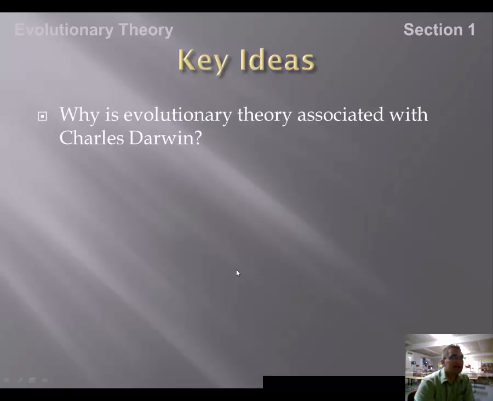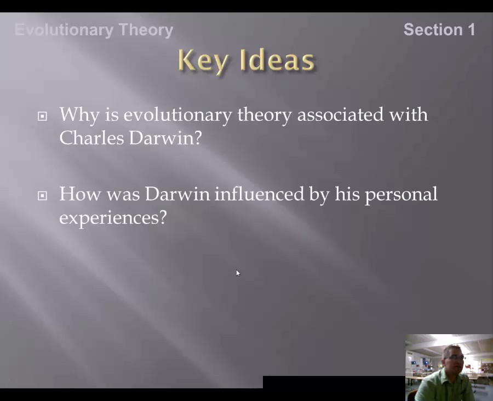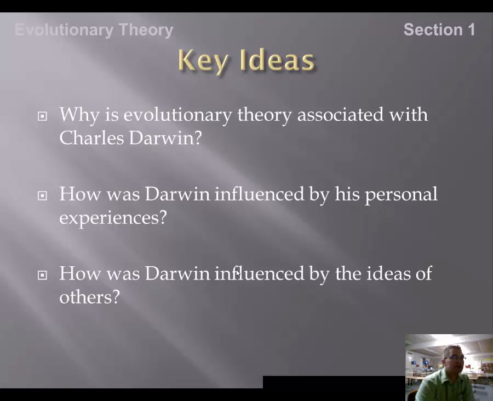The key ideas of this section: why is evolutionary theory associated with Charles Darwin? How was Darwin influenced by his personal experiences? And how was Darwin influenced by the ideas of others?